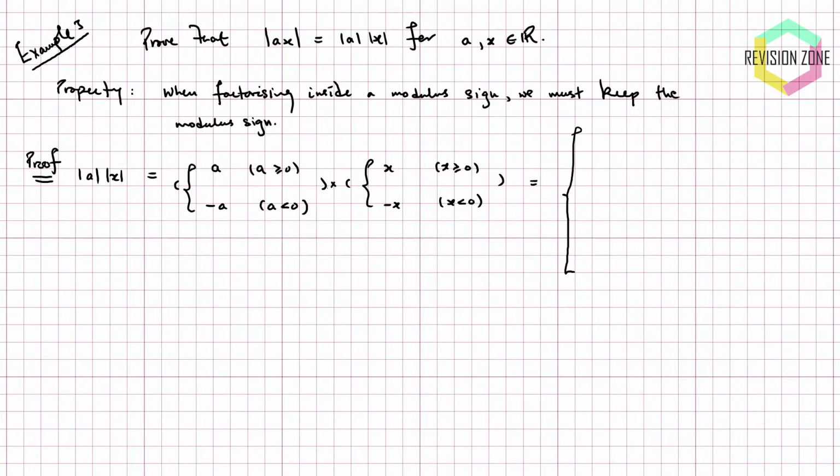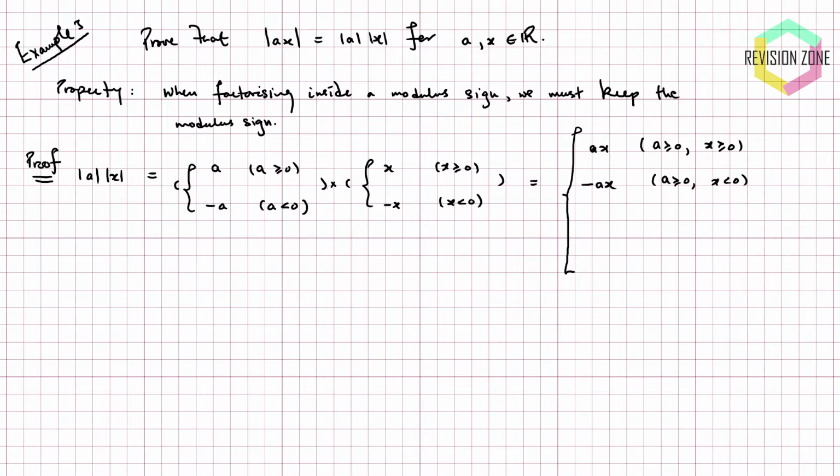So we can either have a times x for both those domain values. So we can have ax where that's the case and that's the case. Or we can have a times minus x for these respective domain values. So we can have minus ax where that's the case and that's the case.